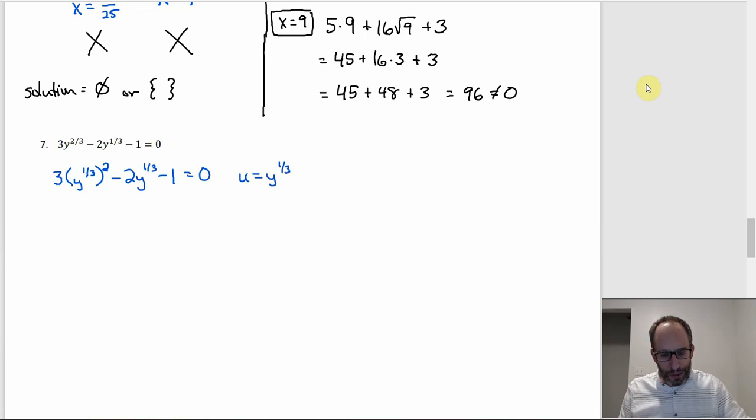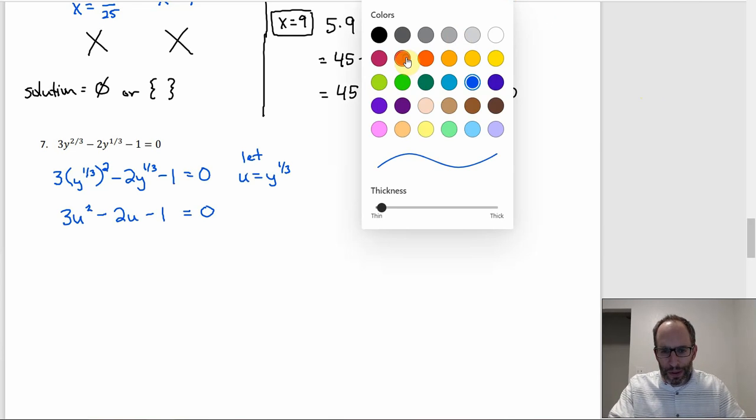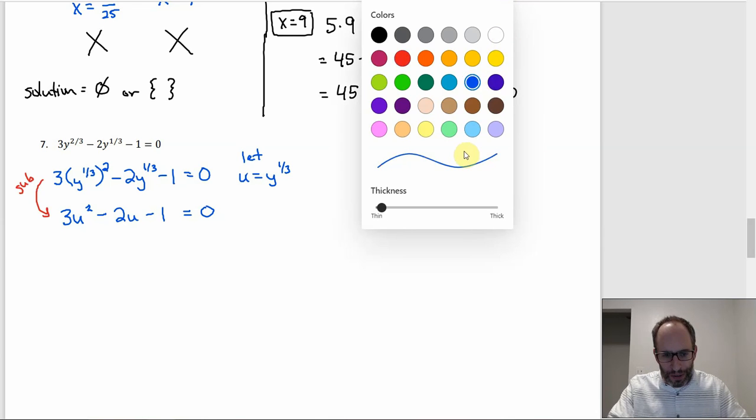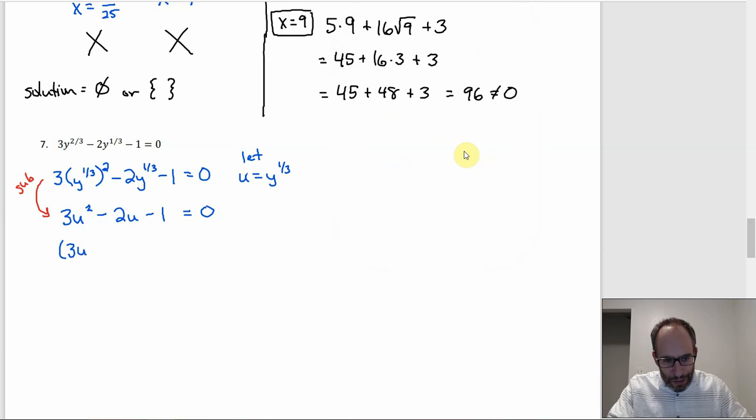And that's true. That's what we're going to do. We're going to let u be that. So then you'd have 3u squared minus 2u minus 1 equals 0. So what we've got here is the sub step. And then we're going to have to factor that. So 3u and u to get the 3u squared. And then to get the minus 2 in the middle, it looks like we need a minus 1 there and a plus 1 there.